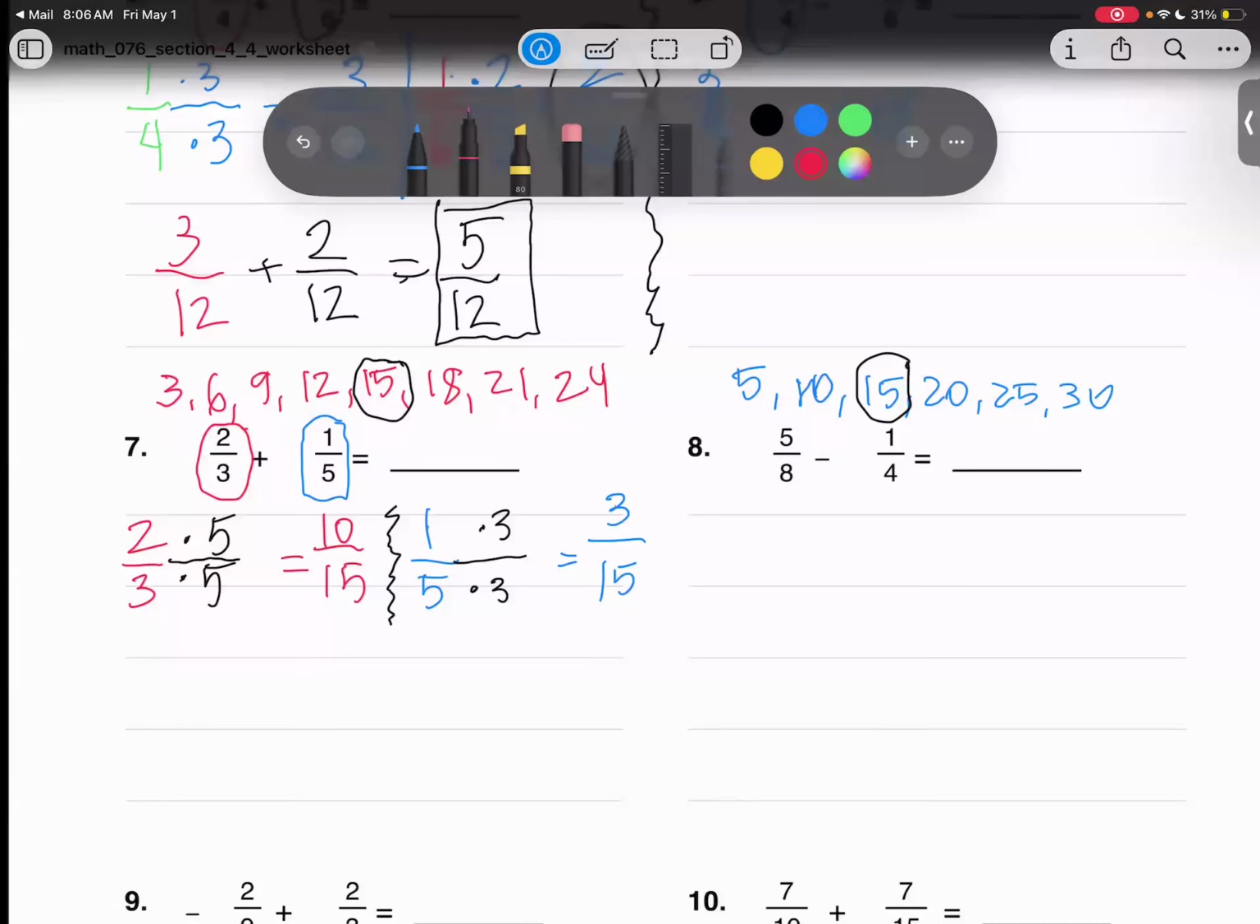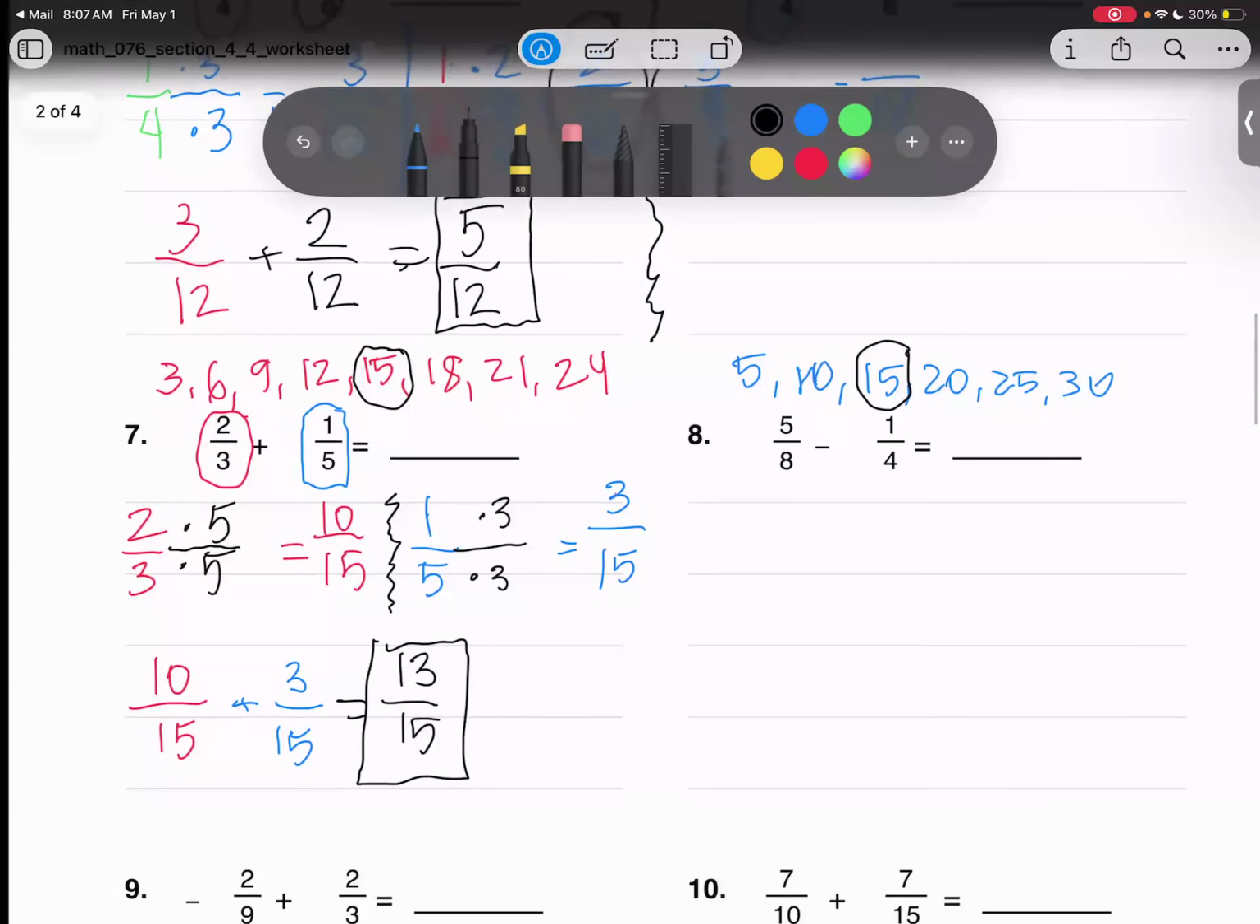10/15 plus 3/15. Okay, I'm going to keep my denominator the same because they already match. 10 plus 3 gives me 13. 13/15. Can I reduce this one? Nope, I can't because there's no common factors with 13. So that is 13/15. This is as good as it gets.